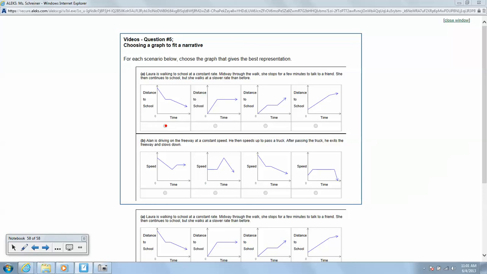Alan is driving at a constant speed. So this is the only one that has him at a constant speed to start, because this has the speed decreasing, decreasing, and this one has the speed increasing. So let's make sure it works. He speeds up to pass a truck. After passing the truck, he exits and then slows down. So we want to pick this one.